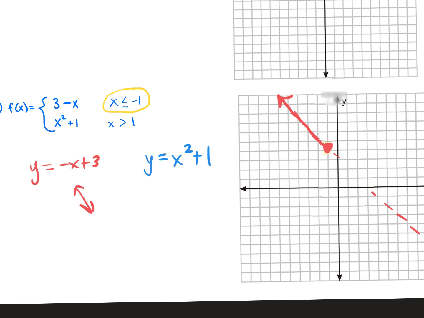Now we're going to do the exact same thing, but we're going to graph our parabola. So I have x squared plus 1. You already told me that you should have some sort of a smiley face, a parabola-looking shape. This should not be a straight line. Some of you graphed a straight line.